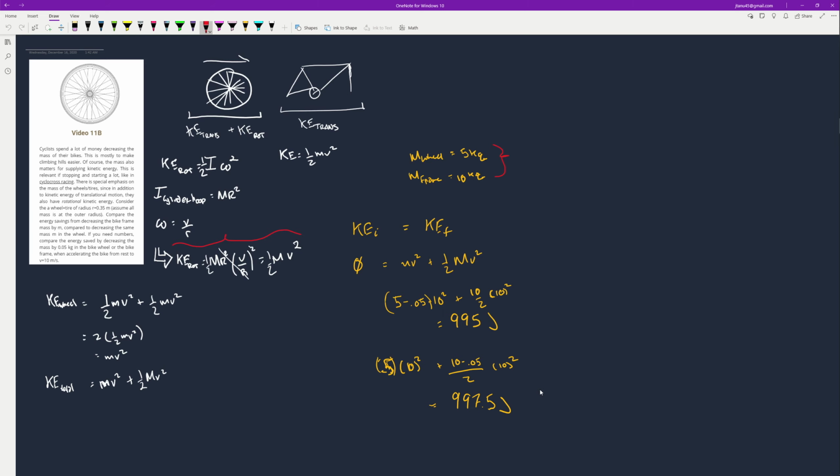So when we're going at 10 meters per second, when we take away mass from the wheels, it only requires 995 joules versus 997.5. Therefore, when we take out mass from the wheels, we actually save more energy.